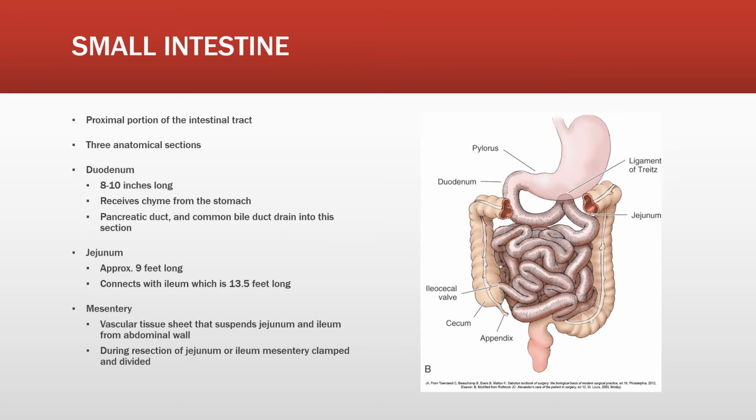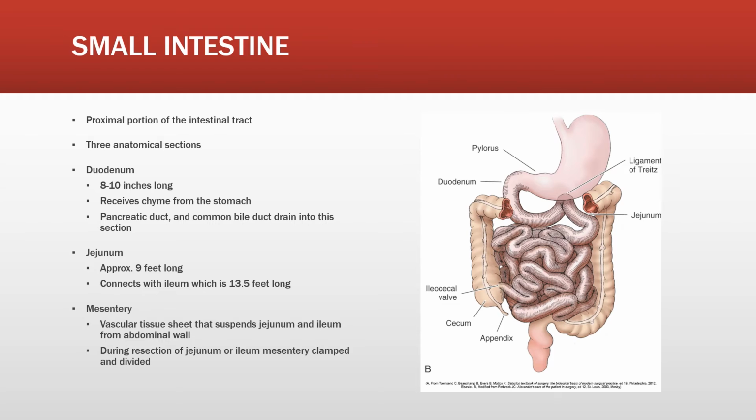All right, moving on to the small intestine. It is the proximal portion of the intestinal tract. It does have 3 anatomical sections. Those are the duodenum, the ileum, and the jejunum. All right, the duodenum is 8 to 10 inches long. It receives chyme from the stomach. If you remember from anatomy, chyme is the byproduct that is left once that HCl and pepsin have broken down all of the stomach contents. That's what's left, is chyme. It also has the pancreatic duct. The common bile duct also drain into this section.